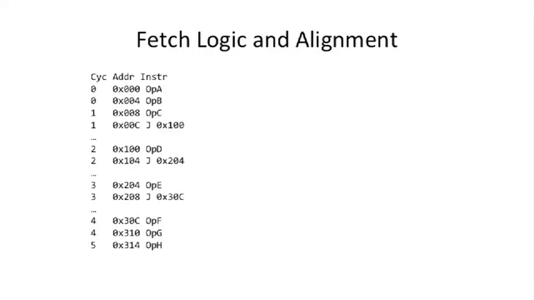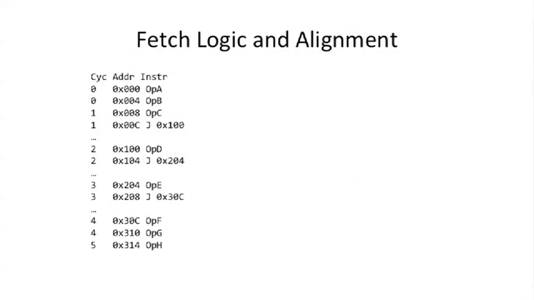OK, so I want to briefly wrap up fetch logic and alignment. Someone was alluding to this, I think you were. Let's look at some code here that's going to take jumps. So we execute some instructions. This is the address, this is the instruction, and we have a jump here to address 100 hexadecimal.